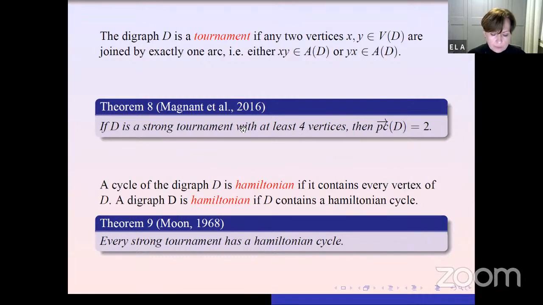And how can we prove this theorem? First, we can observe that every strong tournament has a Hamiltonian cycle. It is a known result that every strong tournament has a Hamiltonian cycle.